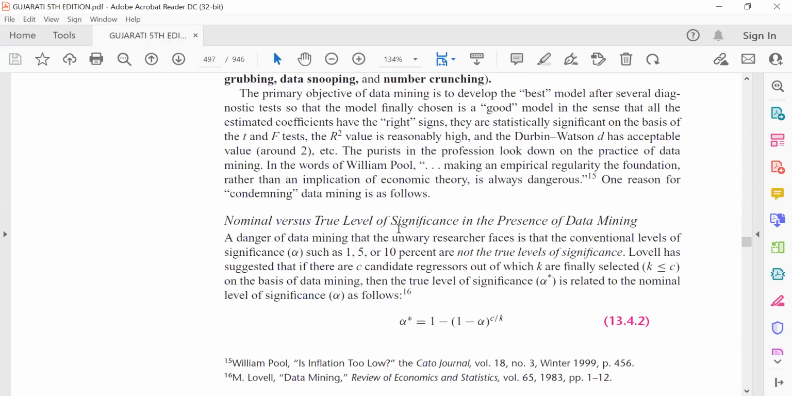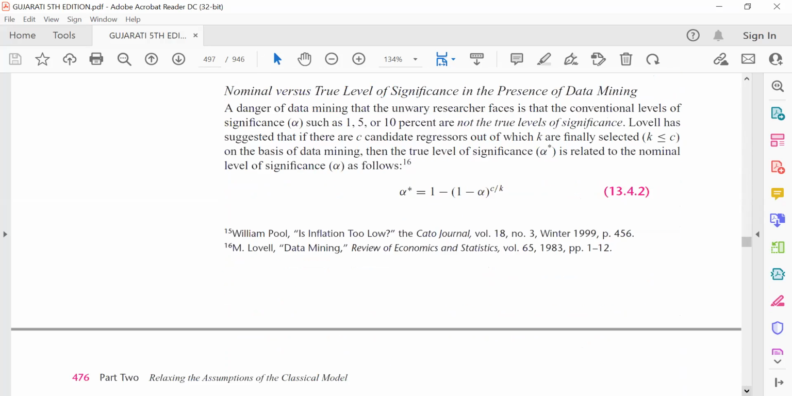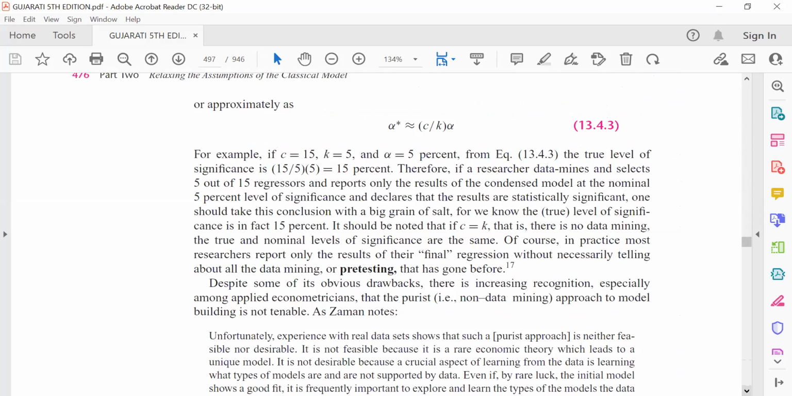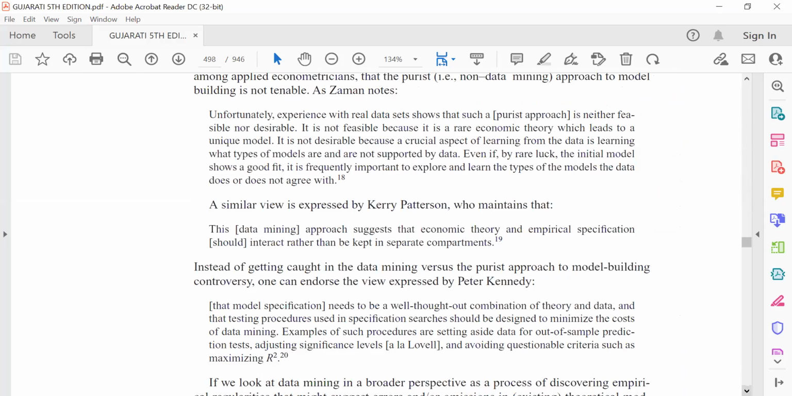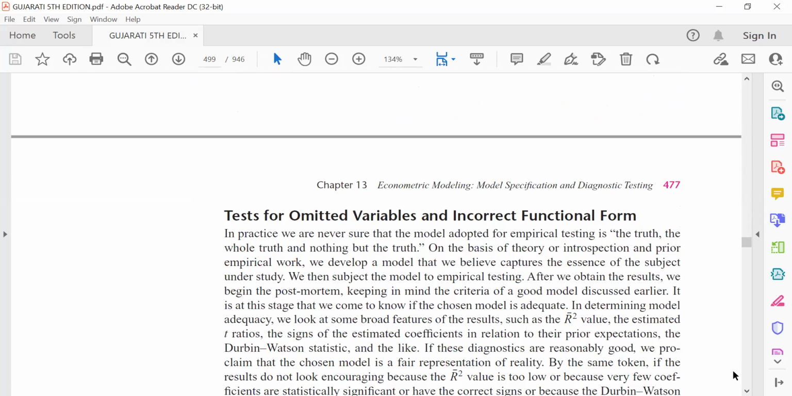Nominal versus true level of significance. This is the process of data mining. I don't want to explain this one. Now, tests for omitted variables or incorrect functional form.